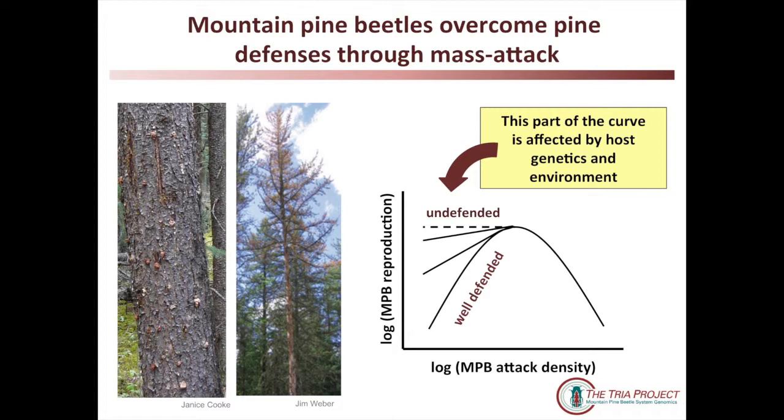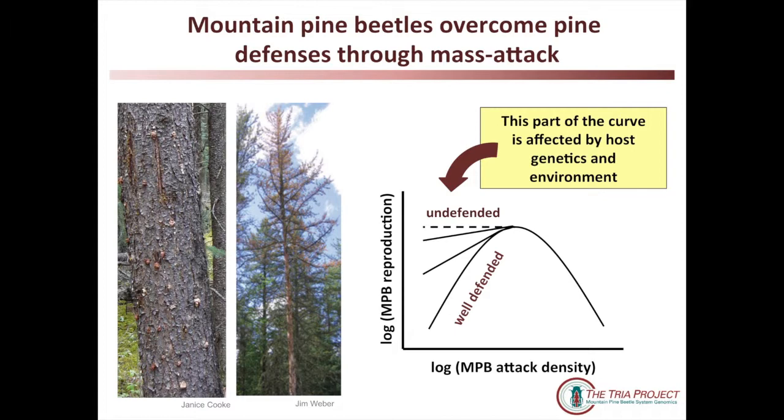So, mountain pine beetle overcome pine defenses through mass attack. If one single beetle attacks, the tree is likely to be able to win that battle. The tree is likely to be able to produce enough defense to pitch that beetle out. If a few beetles attack, that tree's still going to probably win. But as the number of beetles that attack the tree increases, the beetles then will be able to overcome the defenses that the tree is able to garner to protect itself.